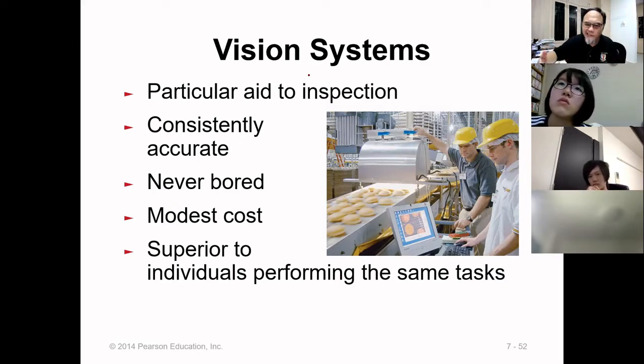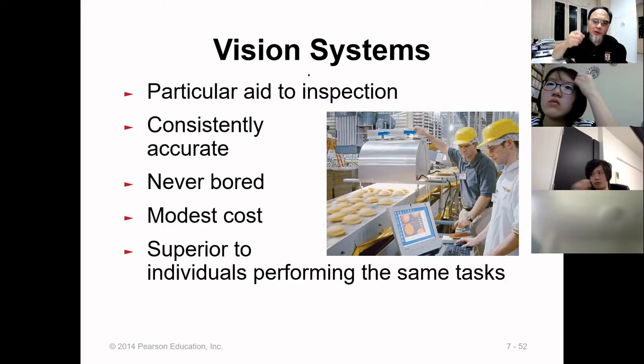not 100%. So that's why you need pokayoke. Huh? Yes, so? It's not perfect. Yes, exactly. Human being is not perfect. Human being get tired. Human beings will fall asleep. Okay, so you use vision system.